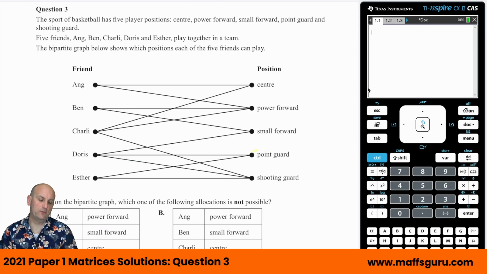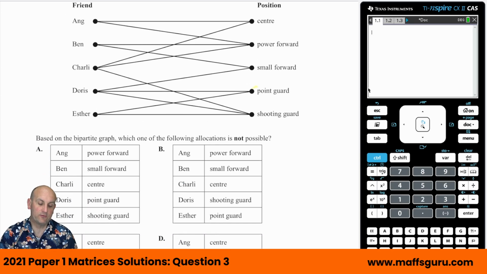All right, the sport of basketball has 5 player positions: centre, power forward, small forward, point guard, and shooting guard. 5 friends, A, B, C, D, and E, play together in a team. The bipartite graph shows at which position each of the 5 friends can play. Based on the bipartite graph, which one of the following allocations is not possible? Now, when I did this, I quite literally went through A, B, C, D. I can't see any other way of doing this one than by trial and error.